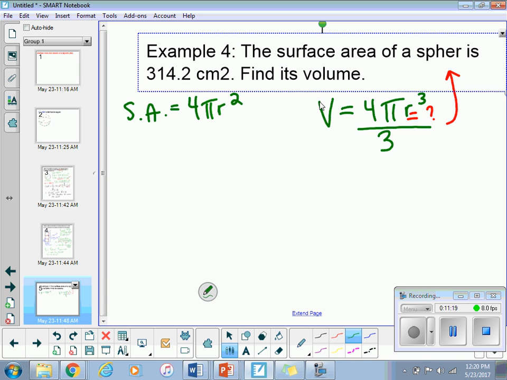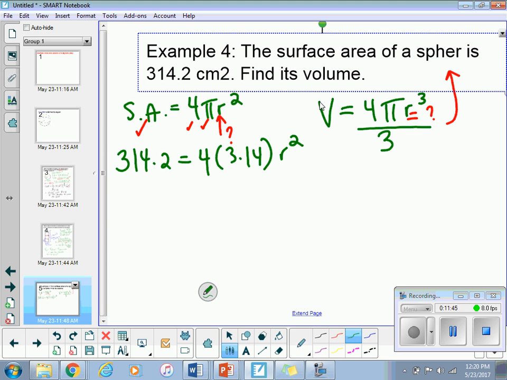Now, we know the surface area. It's given to us in the question. 4 is a constant. Pi we know. So can we solve for one unknown? And the answer is yes. So hopefully you remember your algebra. So plugging in what we know, the surface area is equal to 4 times 3.14 times r squared.